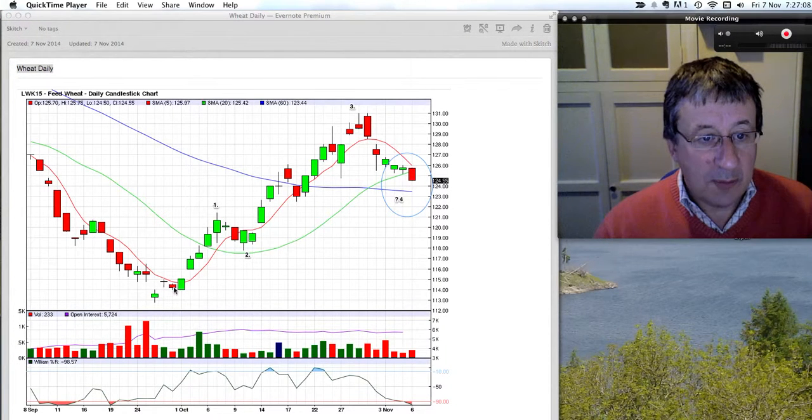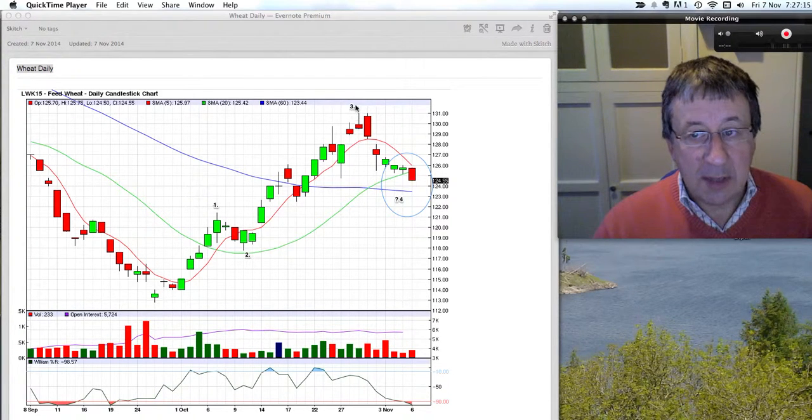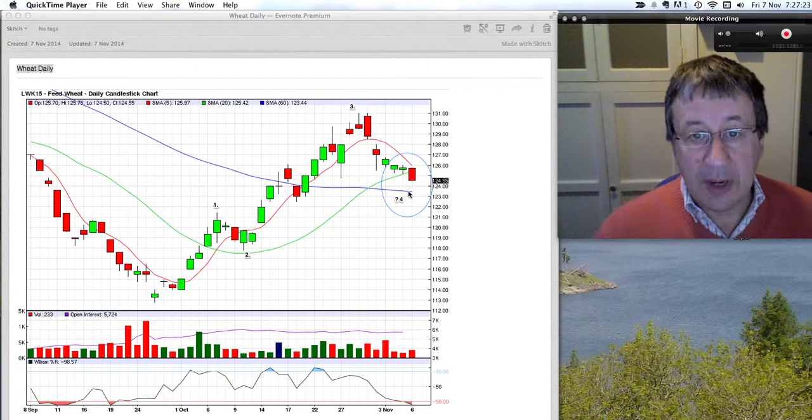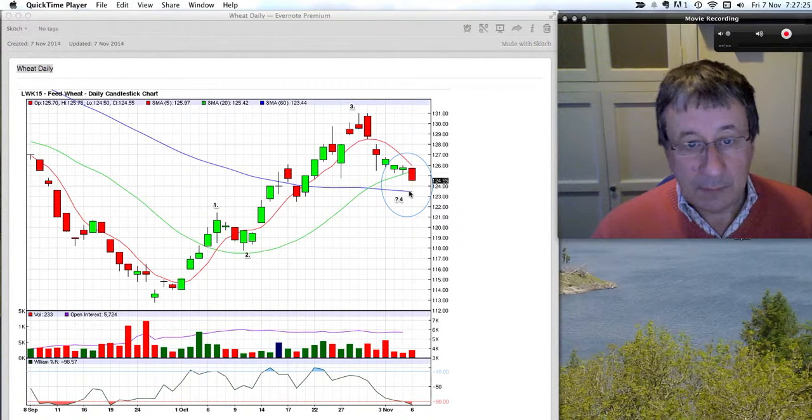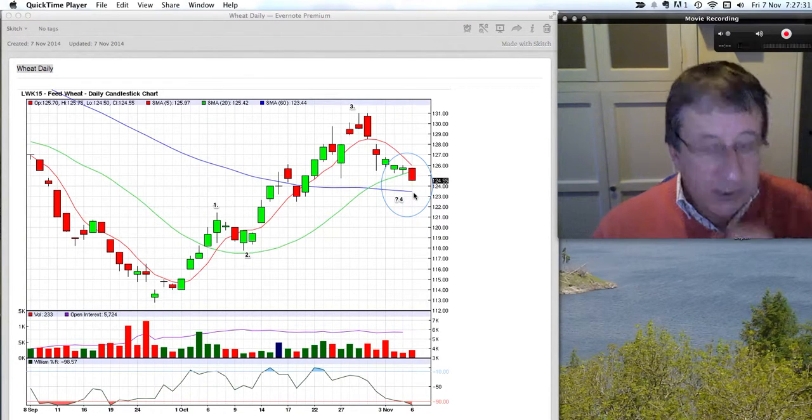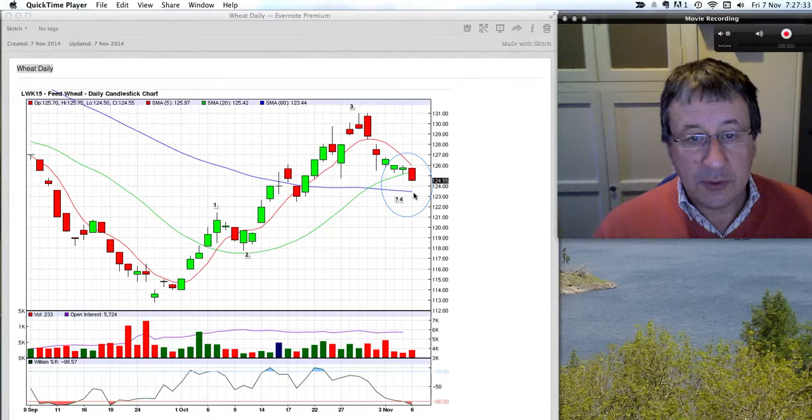Here you can see with my Elliott wave count on, had a move up 1, had a pull back 2. My target for here was 131 that we hit to the T, number 3. Obviously we're looking at a 4 pullback wave at the present moment. You can see here our moving average is coming in at 123.